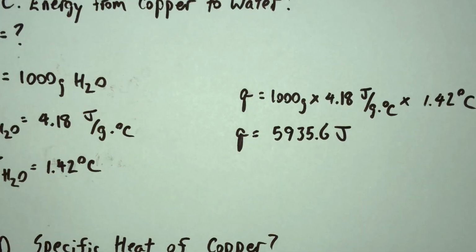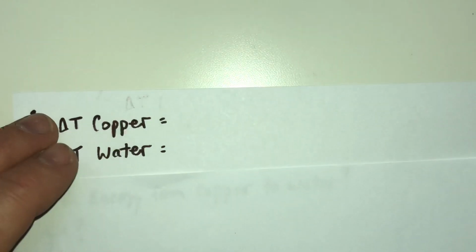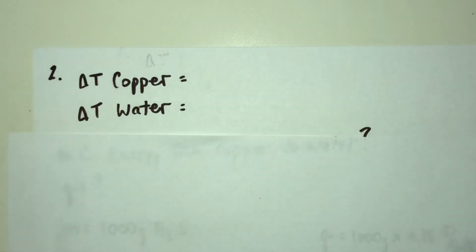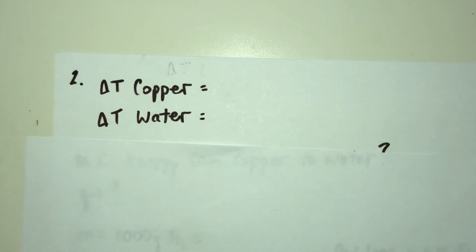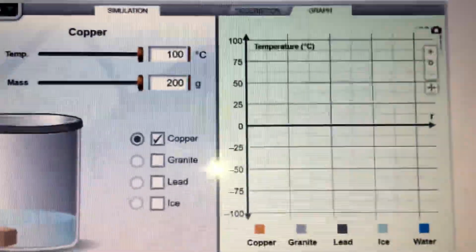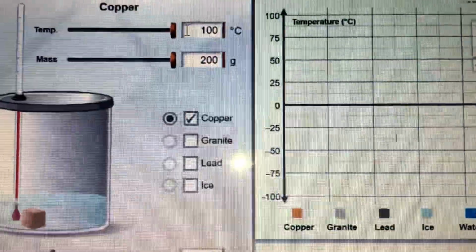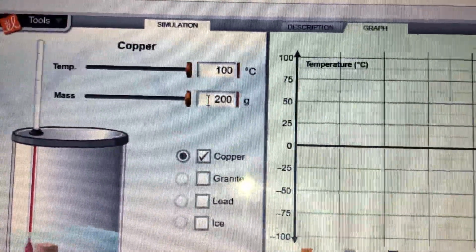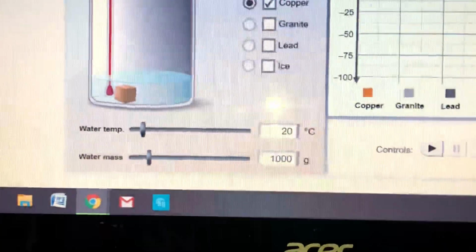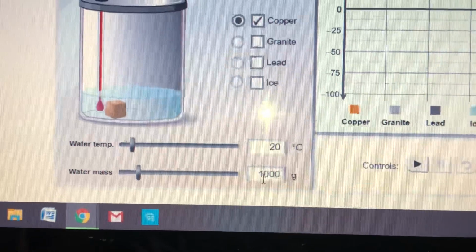So the second question wants to know about copper. And so they don't give you the temperature changes for copper. You have to use the gizmo to find it out. So here is the gizmo all set up. Question number 2 on part C tells you that the copper's temperature is 100 degrees and there's 200 grams of it. The water temperature is 20 degrees and there's 1,000 grams of it.